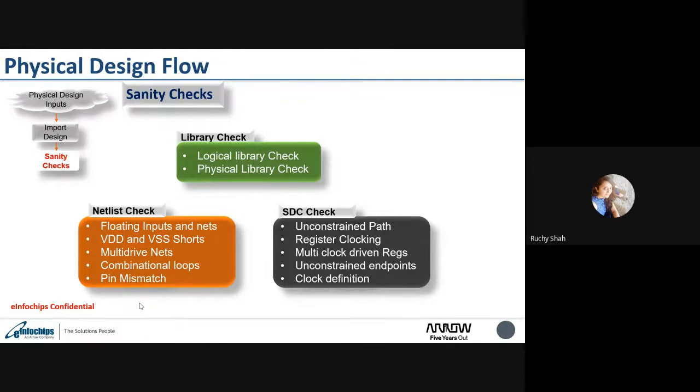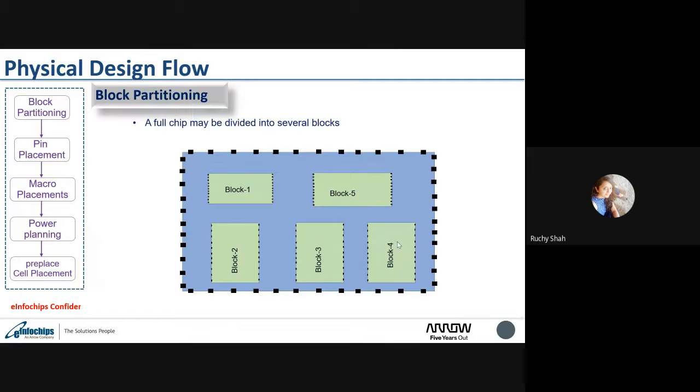And in SDC, again, we check whether an unconstrained path is there. It should not be there. And then register clocking: each and every register should be clocked. We also check multi-clock driven registers, unconstrained endpoints, and clock definitions. We define the clock in the SDC file, so the characteristics of the clock are all written in the SDC file. Okay, so once we are good with the sanity checks, if all are good, we can move forward.